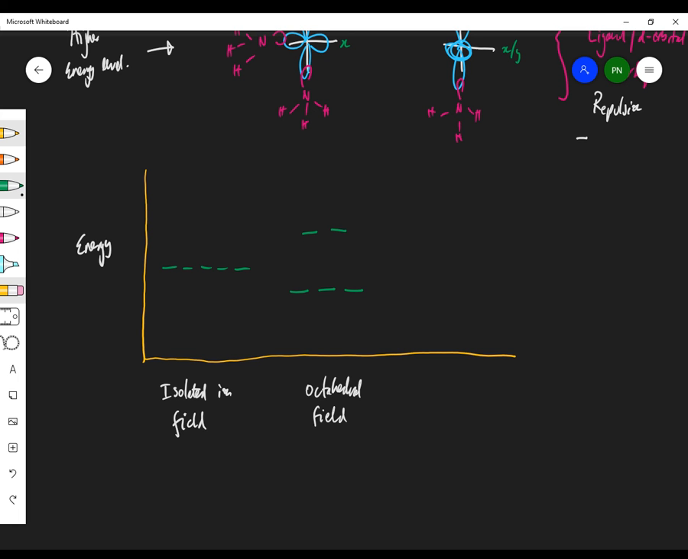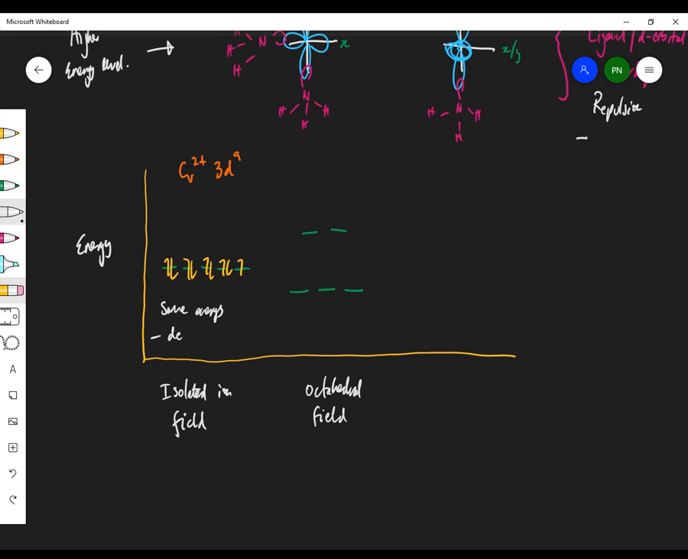So let's pick copper. Cu 2 plus, I believe, is 3d9. That's right, isn't it? So let's put my electrons in. 1, 2, 3, 4, 5, 6, 7, 8, 9, and it would look like that. Now, all of these d orbitals, d electrons are the same energy.